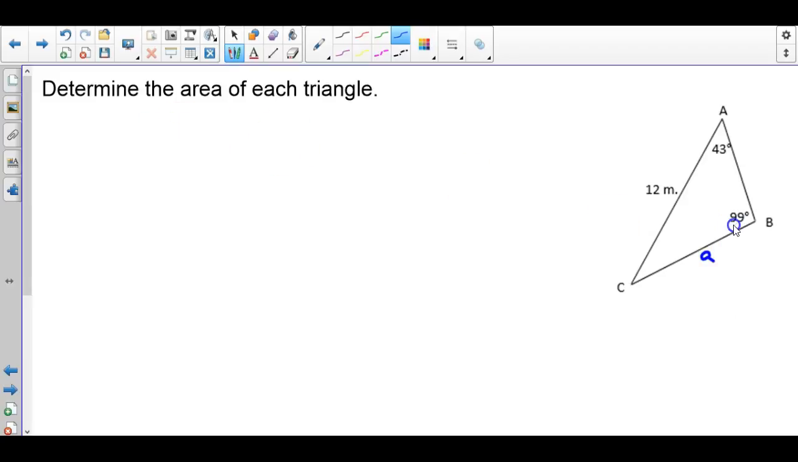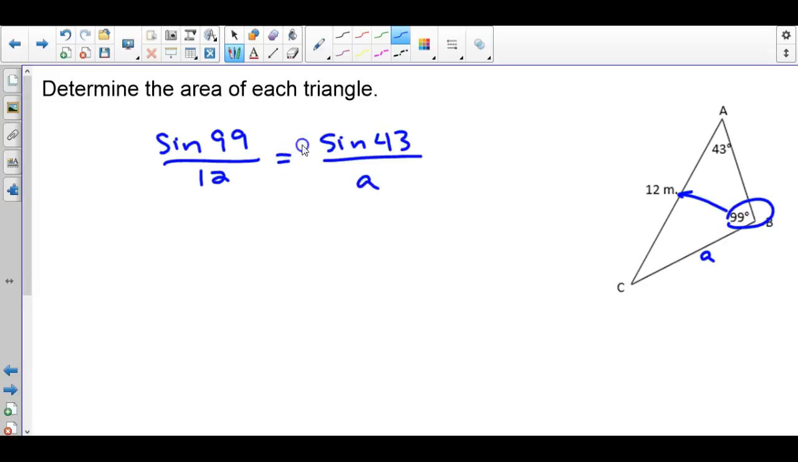So for the law of sines I have the sine of 99 over 12. That's the sine of angle B over little b, which is the side across from it, is equal to the sine of 43 degrees over the side across from that, which is A. And what we're going to do here is cross multiply. So I have A times the sine of 99 equals 12 times the sine of 43. Then to get A by itself, I'm going to divide both sides by the sine of 99.